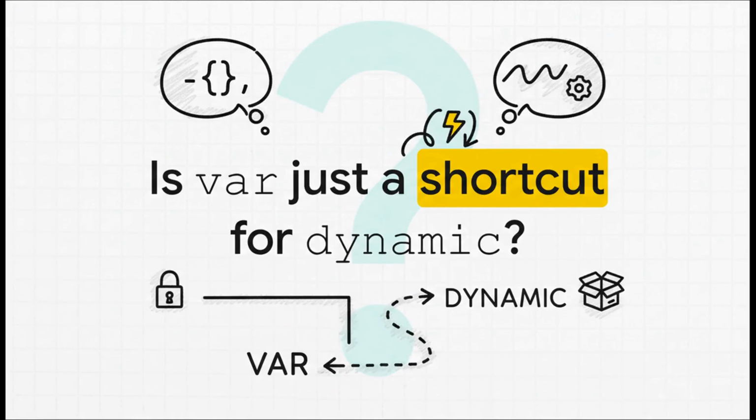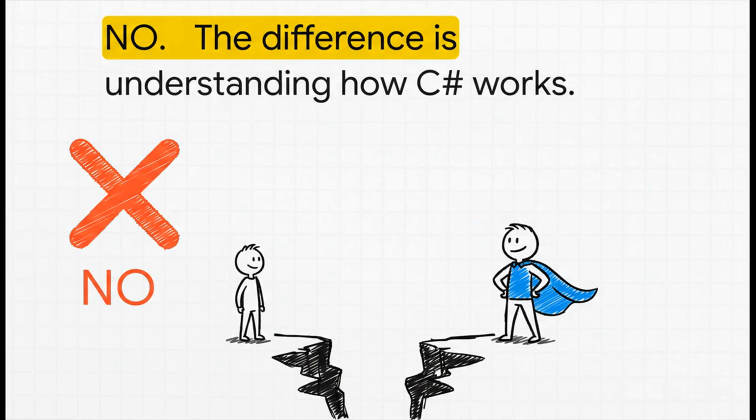And here it is, the question that trips up so many people. It's probably the biggest misconception out there. Is var just a shortcut for dynamic? Is it just for when you're too lazy to type out the full name? The answer? It's a huge, emphatic no. And really, understanding why is one of those things that separates the pros from the rookies. This difference, it's absolutely crucial to how C# actually works.